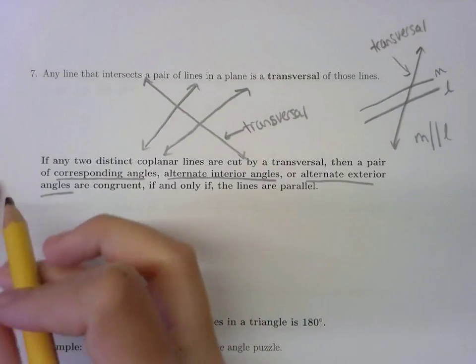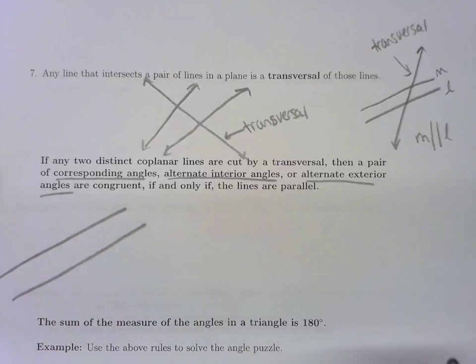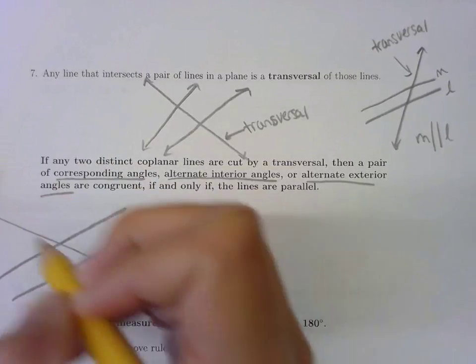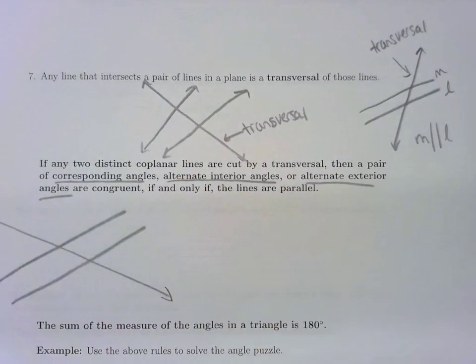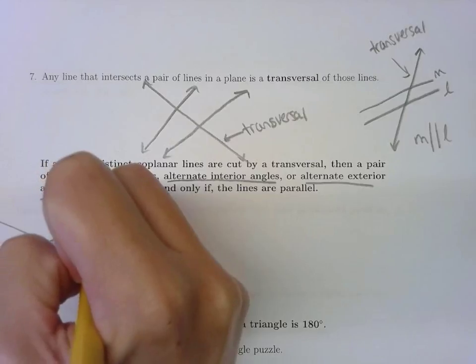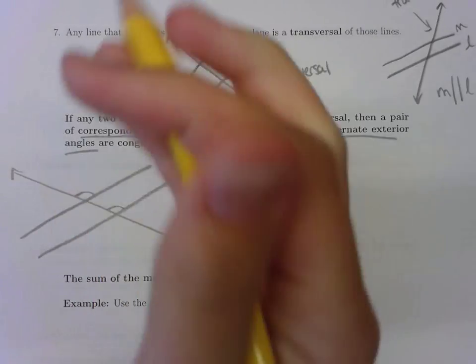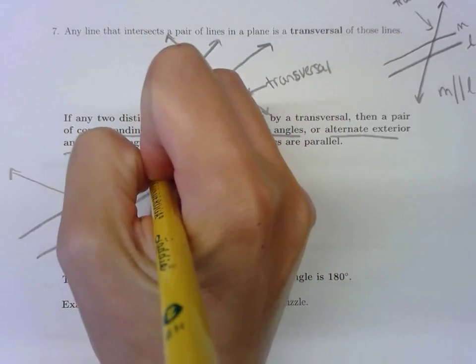Let's start with two parallel lines, and then we're going to draw in a transversal. Corresponding angles: the first pair for corresponding would be this angle and this angle. That would be a pair of corresponding angles, which means that they're congruent. I could have also picked this angle and this angle, which I'm not going to draw in because it's going to get messy, so I'm going to write corresponding here.